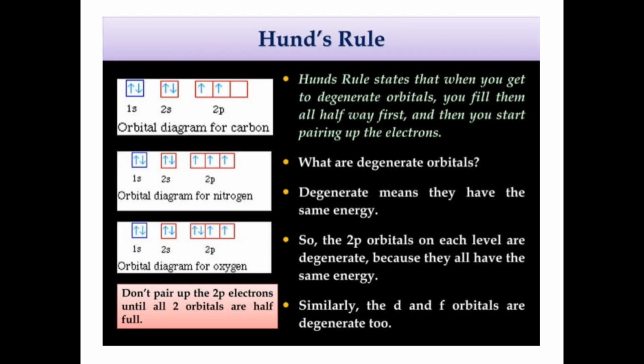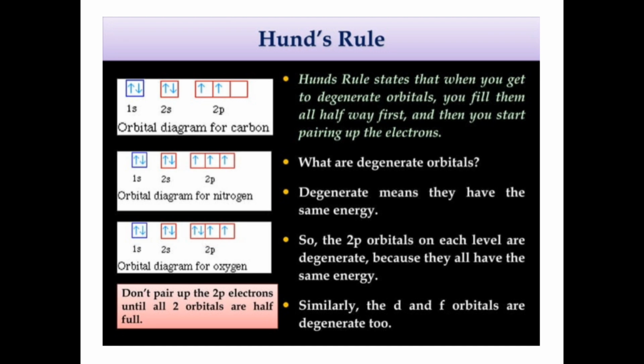Then the next one is Hund's rule of maximum multiplicity. It says that when you get to degenerate orbitals, you fill them all halfway first, and then you start pairing them up. Or we can say that electrons are distributed among the orbitals of the same subshell singly before pairing. So what do we mean by degenerate orbitals?